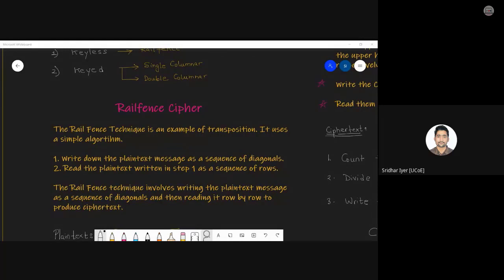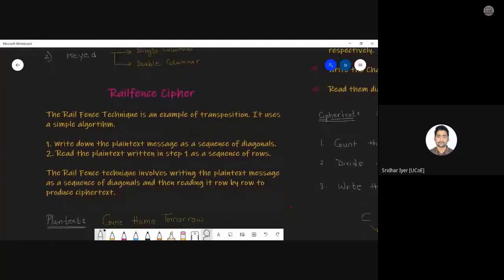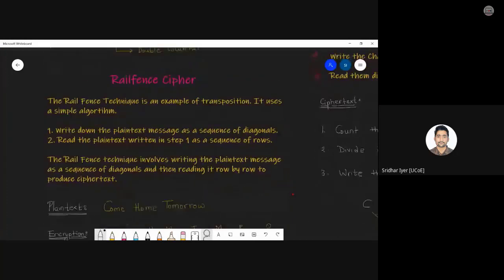Okay, fine, no issues. So let's see how it looks.